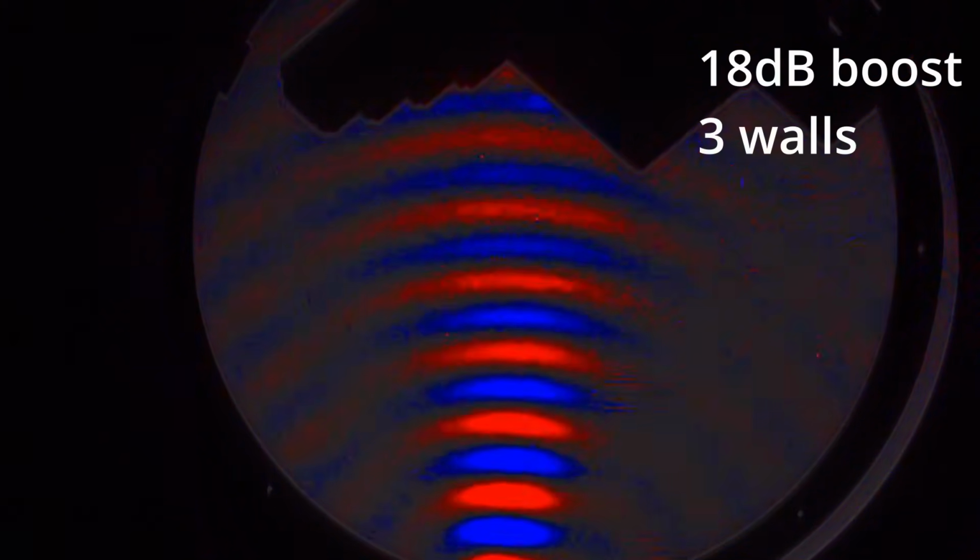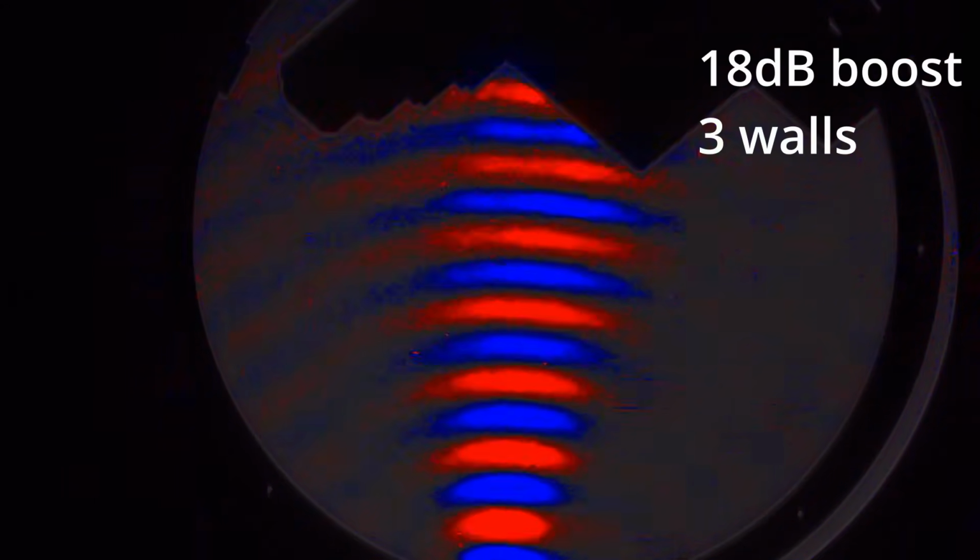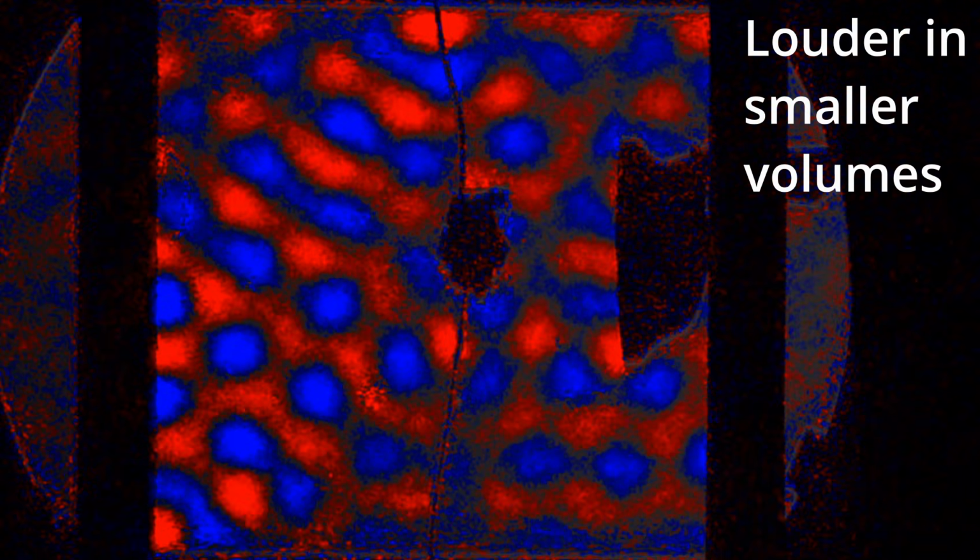where the 2 walls meet the ceiling, you have 3 surfaces, and the pressure increased by 18 dB. But you don't get a pressure increase for nothing. With more surfaces, the region of the pressure increase becomes much more confined.